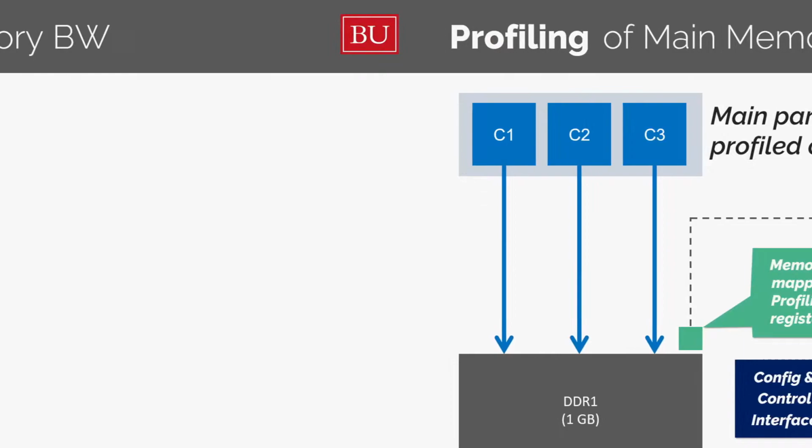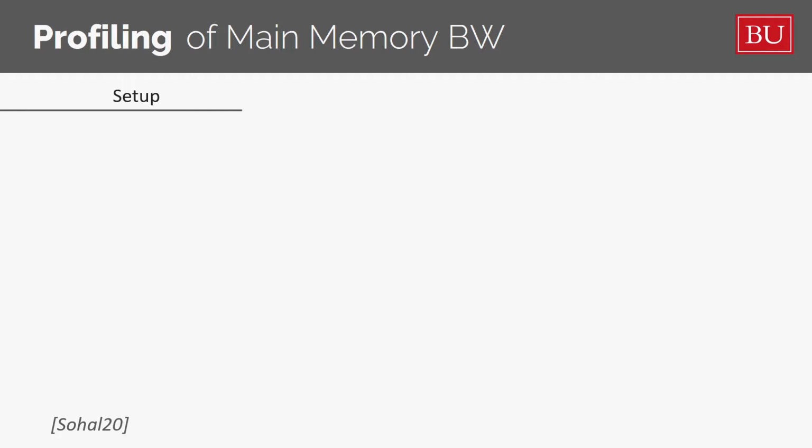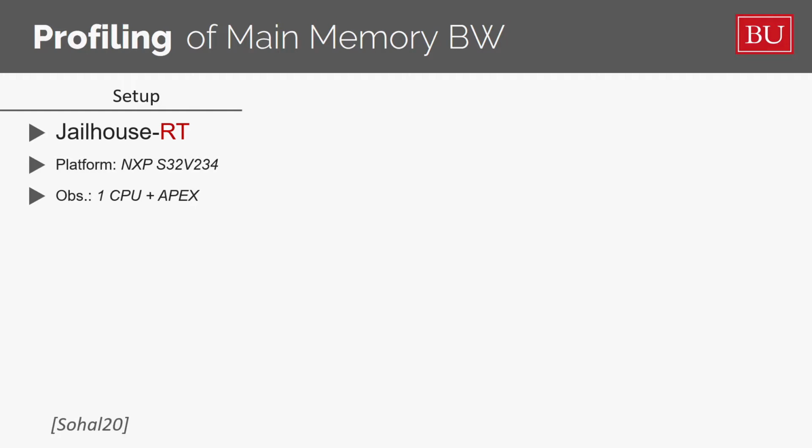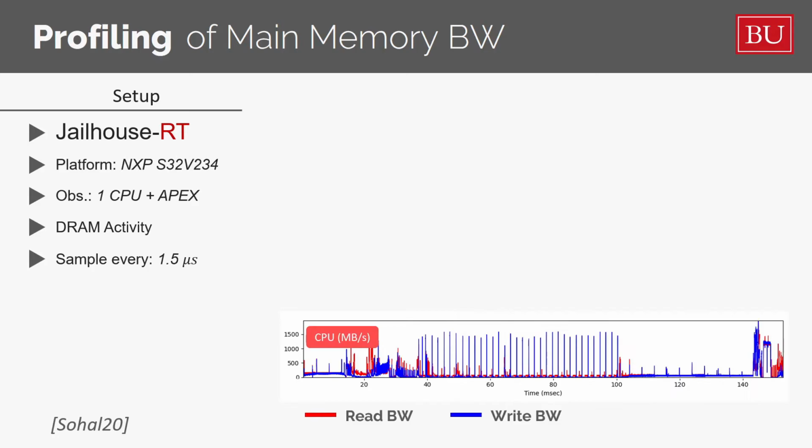So just to tell you the power of this profiler, here is an experiment that we conducted on this platform. So we use Jailhouse RT with our profiler support, and this again is the NXP S32V234, and we use one benchmark that uses both the CPU and one of the accelerators on this platform, which is called the APEX. This is just a vision accelerator. And what we are interested in is the DRAM activity. So here we can plot what the profiler looks like when we sample DRAM activity every 1.5 microseconds. So here is what the CPU activity looks like, and it's already divided in read traffic versus write traffic.